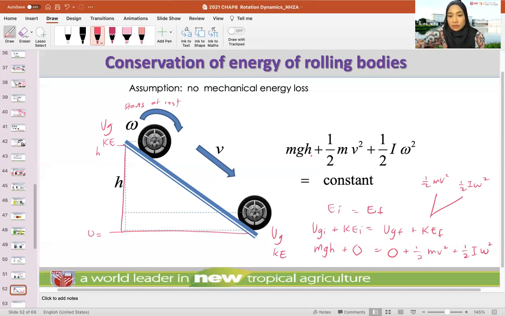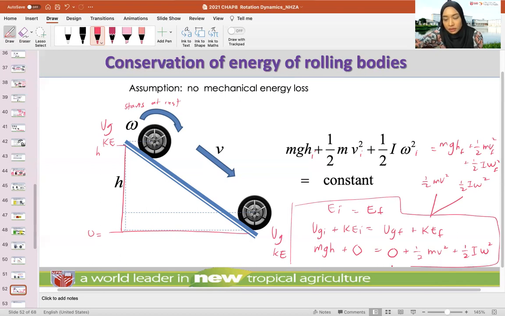Yeah, betul lah tu. So this is going to be I, then the final mgh final, 1 over 2 mv final squared plus 1 over 2 I omega final squared. Sorry to sound buruk. But this is the right way of writing it. Okay, this is how we learned it back in chapter 4, I think. Okay, so use that again. If it is rolling, tambah je lah the 1 over 2 I omega squared in your KE. That is it. Itu sahaja yang berbeza kat sini. The rest is the same.